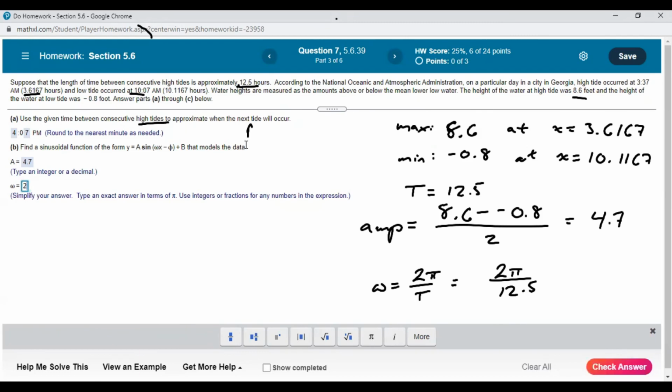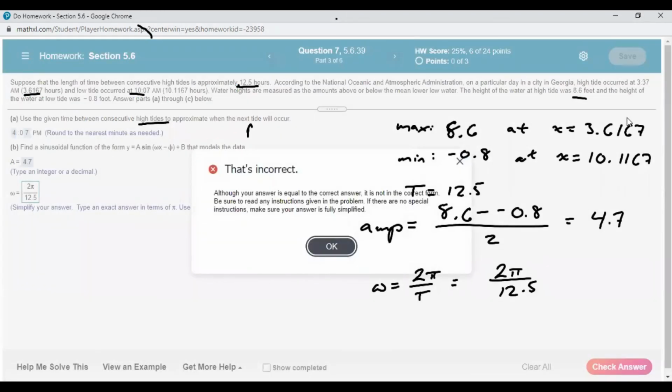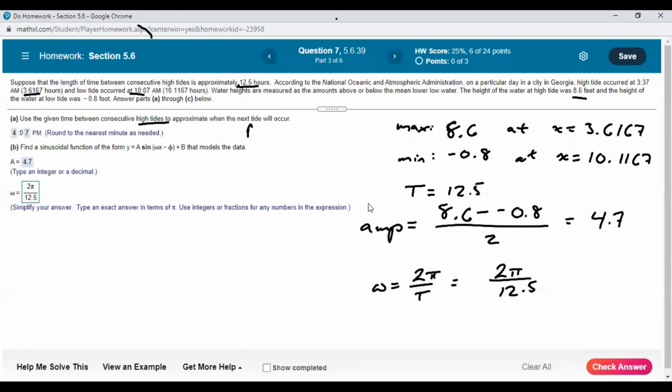I'll show you why. So 2 pi divided by 12.5. So it says type an exact answer in terms of pi, use integers or fractions. So unfortunately, this is not a fraction and it's not an integer, so it's not happy. It says, although it's equal to the correct answer, it's not in the correct form. So what they actually want us to do here is to simplify this fraction a little bit. And the way we'll do that is we'll multiply the top and bottom by 2 so that it no longer has a decimal in it.